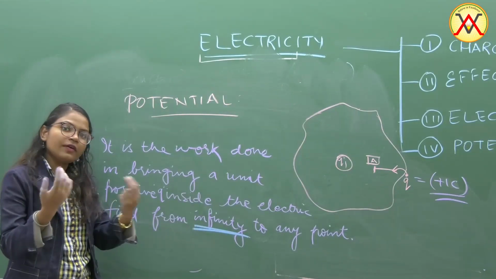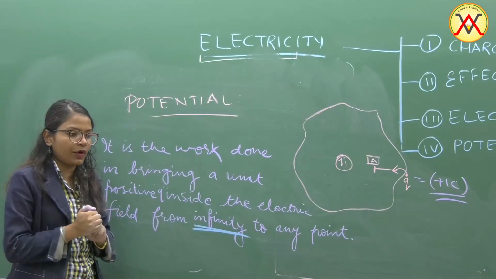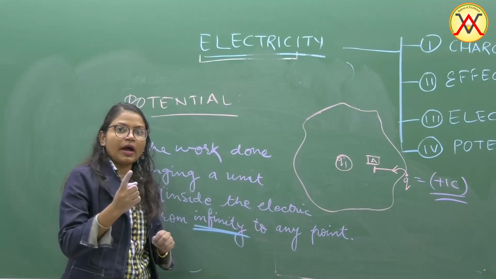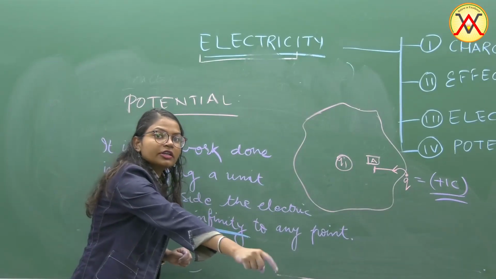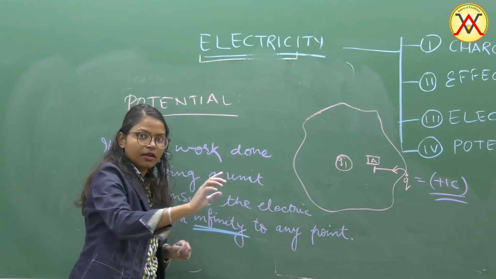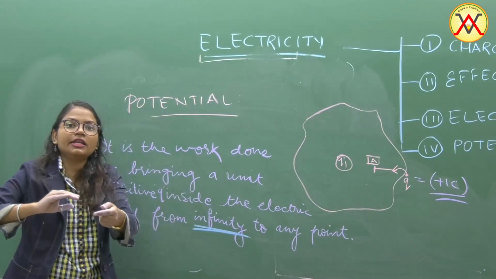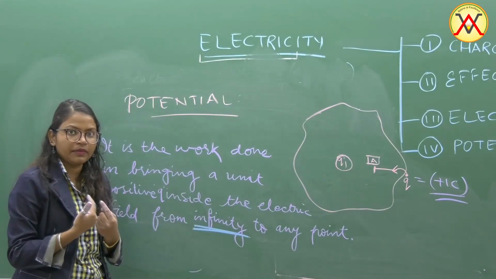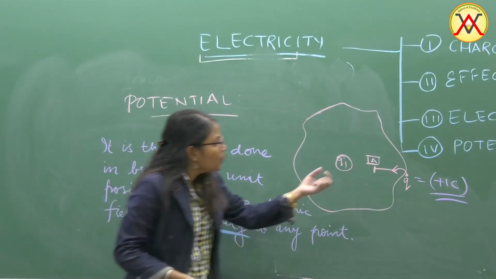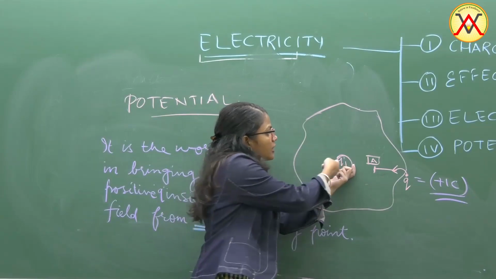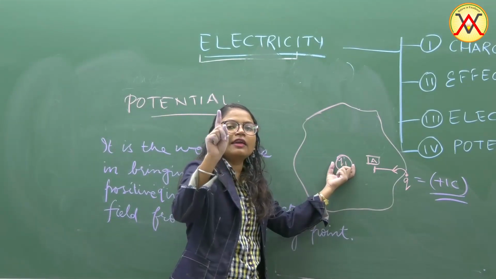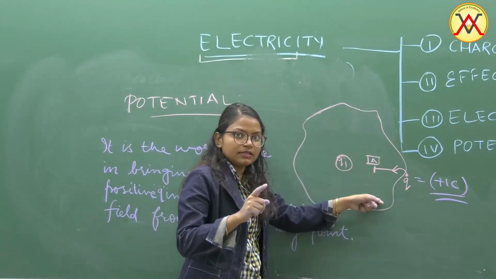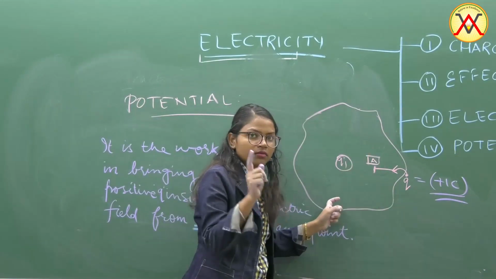But that infinity is in terms of vision. If I tell you about my infinity point, it would be that pen. Why? Because my hand cannot reach that pen, right? Any point just beyond my reach would be infinity for me. Just like that, what would be the infinity for this charge? Just like the infinity for John Cena would be the boundary of that ring, right?